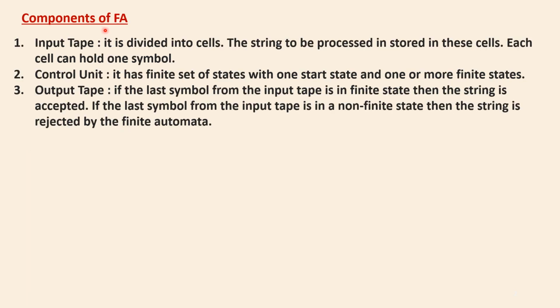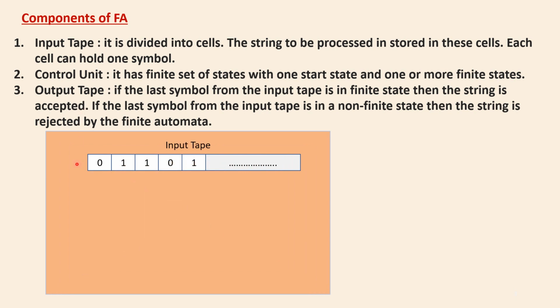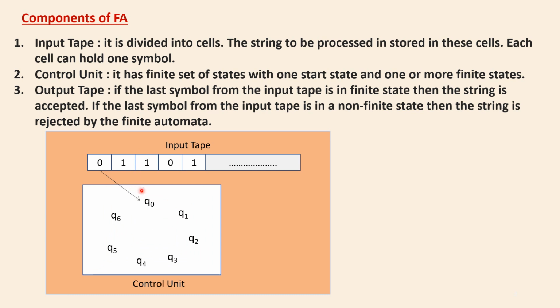Now let us study about the components of finite automata. We have input tape, control unit and output tape. Input tape is nothing but the input string where each symbol is divided into an individual cell. Then we have the control unit, which is nothing but the finite set of states. We have Q0, Q1, Q2, Q3, Q4, Q5 and Q6 to be the finite set of states, where Q0 is the start state and we can have any number of final states.